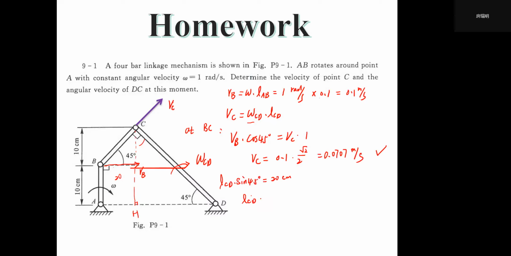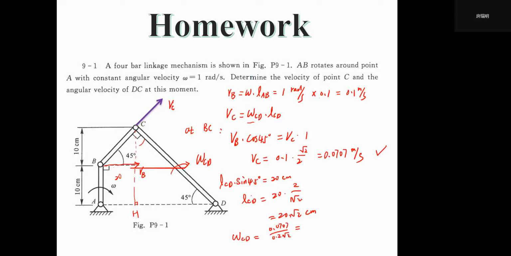So LCD will just equal 20 divided by sine 45. Actually, you should pay attention to its units. Then we can use this and this. We will find omega CD equals 0.0707, and here, because this is centimeters, we should change it into meters, so just 0.2, right?